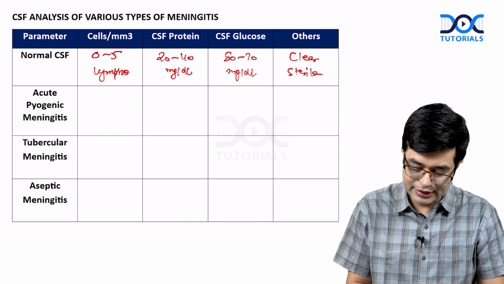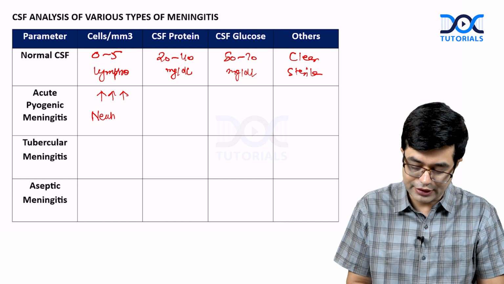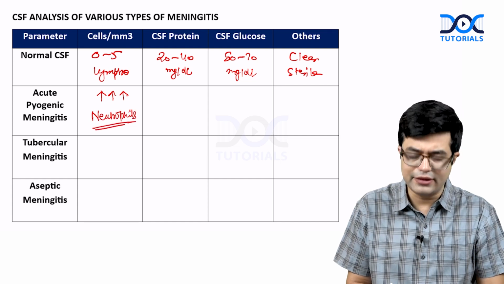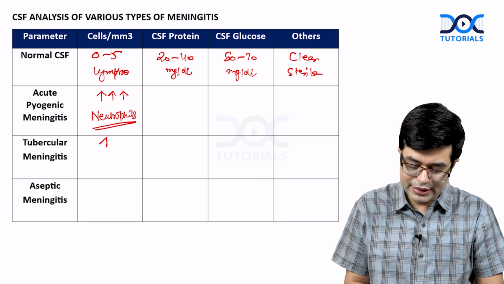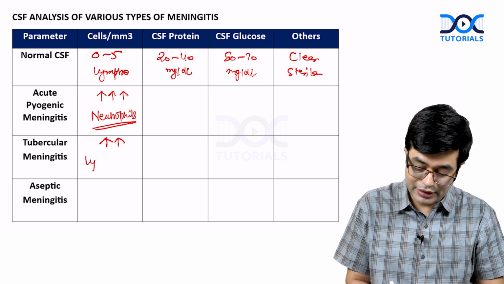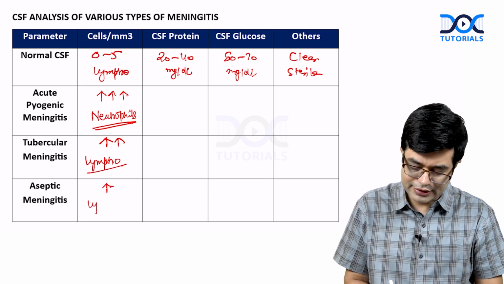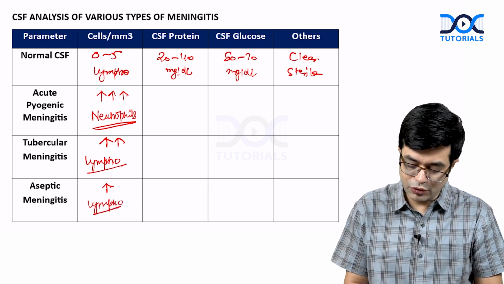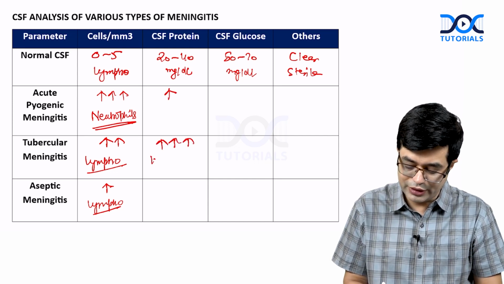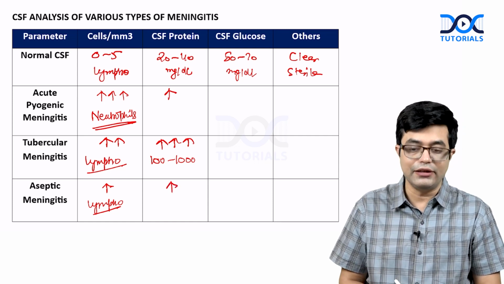Acute pyogenic meningitis, cell count is significantly elevated, but it is neutrophils which are seen. Exact values I have discussed in detailed videos. Tubercular meningitis, cell count is increased, less compared to pyogenic, but these are mostly lymphocytes. And aseptic meningitis, mild elevation, the cells are lymphocytes. CSF protein is elevated in pyogenic, significantly elevated in tubercular, usually in the range of 100 to 1000. Whereas aseptic meningitis, it is mildly elevated.